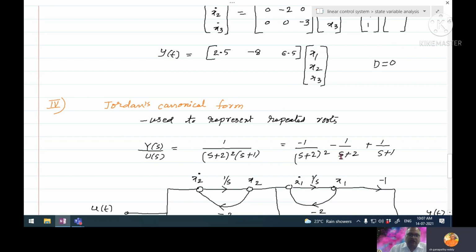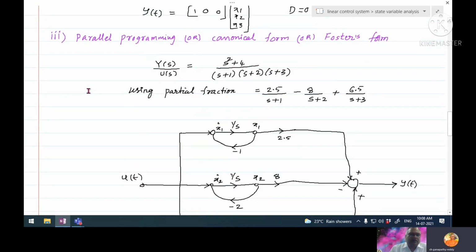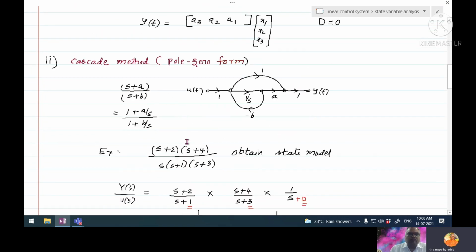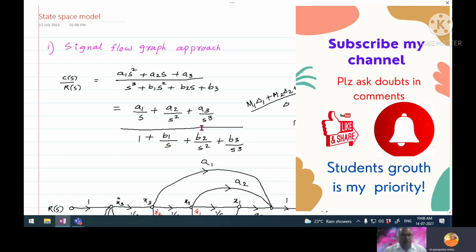Use this when we have repeated roots, but it is a parallel concept. And the second one is again parallel with simple roots. And this one is the pole-zero standard form. And this is the signal flow graph approach. If you just understand these approaches, one question is guaranteed and you can easily answer. So with this, the state space model is over. We'll continue next class. I'm stopping here.